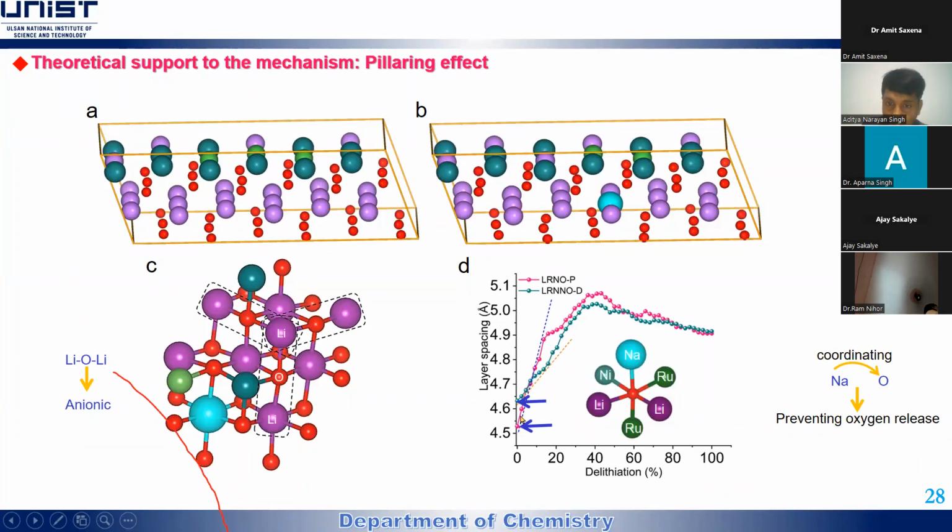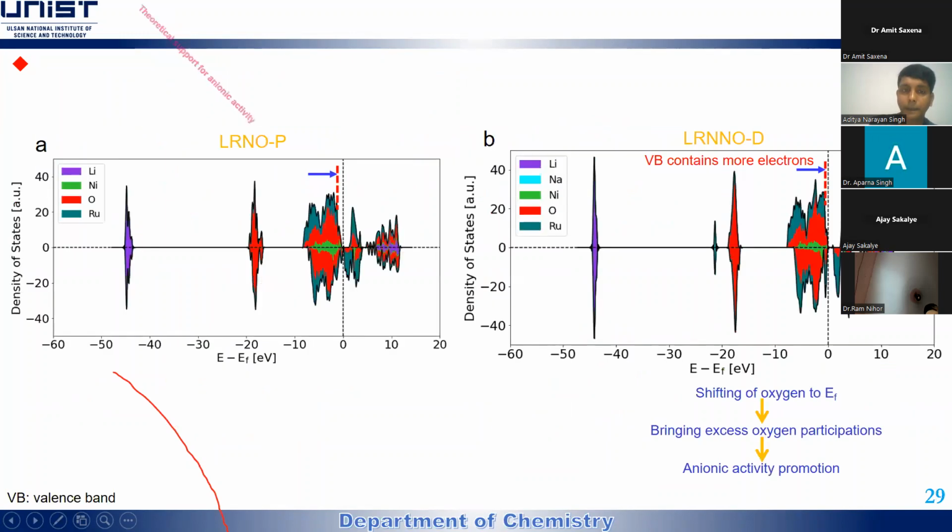One could see that the initial fluctuation, though, was larger. It's simply because nickel has a larger radius. But during cycling, we could see that the fluctuation or layer spacing fluctuations in sodium doping is slightly less. It means that sodium also coordinates to oxygen and prevents the migration of oxygen. And yet it also has a pillaring effect so that the migration of transition metal doesn't happen.